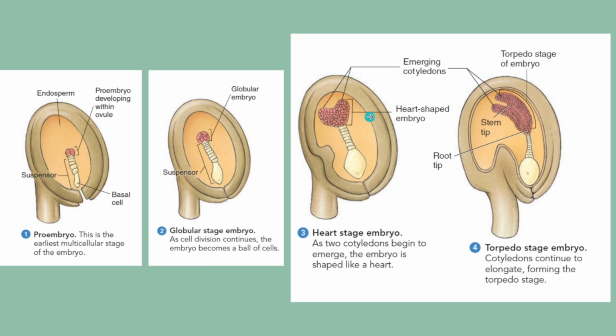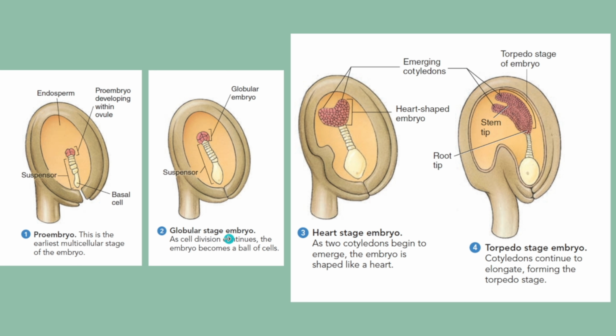After that, it will develop again through the torpedo stage. So it will continue to grow as the cotyledon elongates. So as the embryo enlarges, it often curves backward on itself and crushes the suspensor cell. So the embryo cells between the cotyledons will differentiate into the apical meristem of the shoot. Embryo cells near the suspensor will develop into the apical meristem of the root.